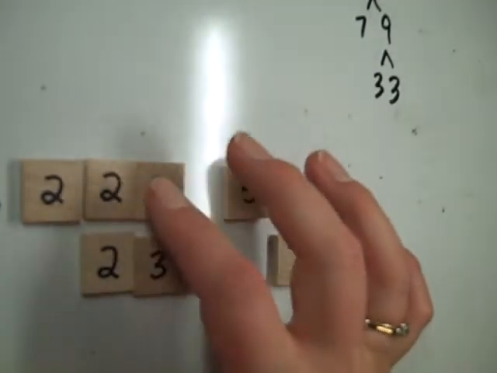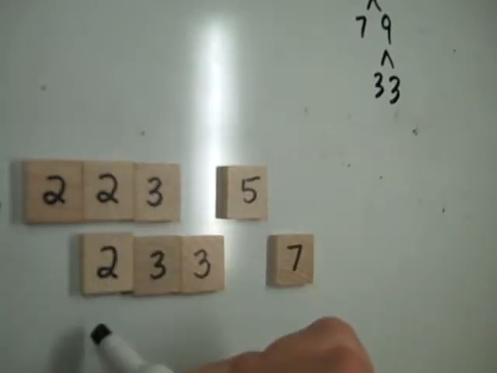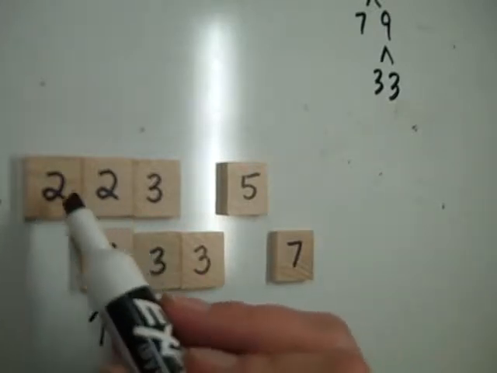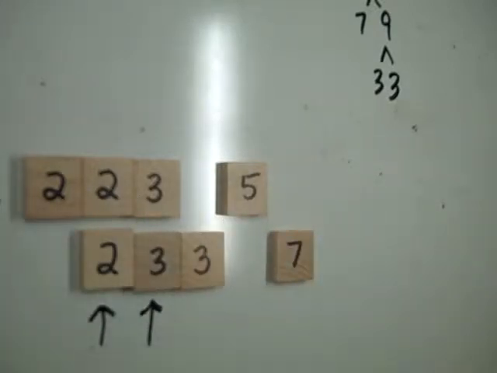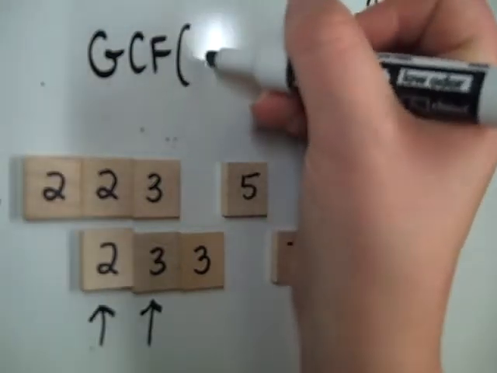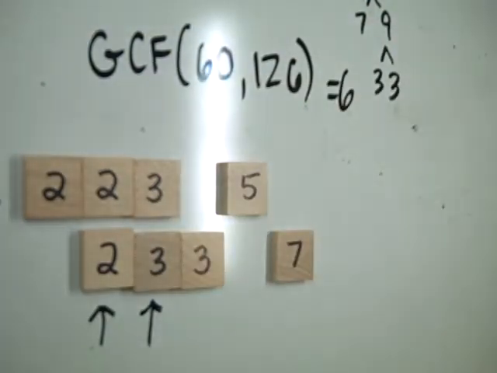So then the greatest common factor is actually looking at these repeats. Anytime you have something that's in common to both, it's in the GCF. So 2 would have to be in the GCF and 3 would have to be in the GCF because it's in both this line and this line. So our GCF for this would be 6. So we could write GCF of 60 and 126 is 6.